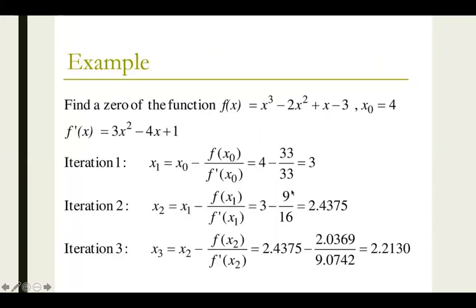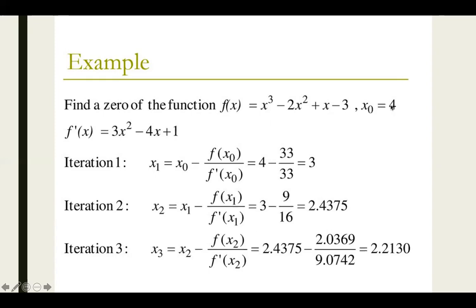Okay, so let us solve one example. In the example it will be clear how we are solving. The given function is f of x equal to x cube minus 2x square plus x minus 3, and the initial guess is x naught equal to 4.